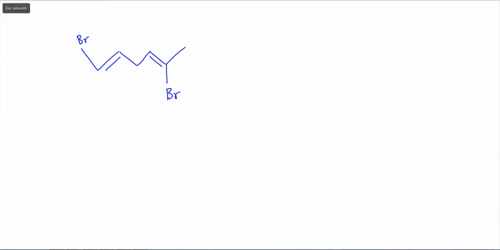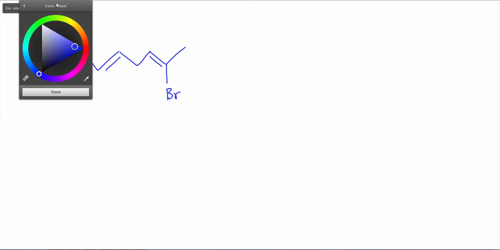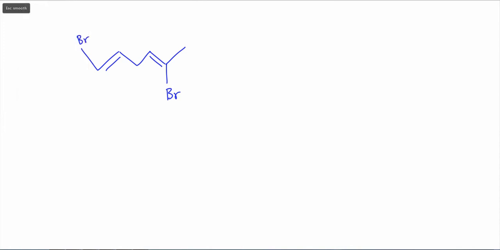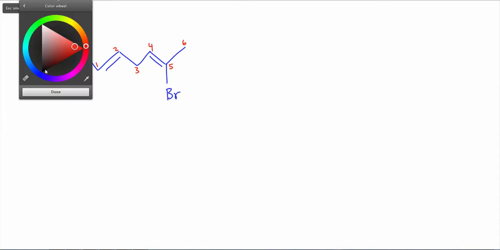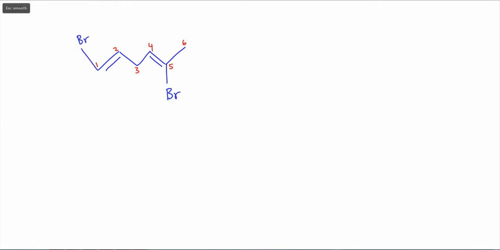So this is a real good problem. There are questions about where to start numbering for naming. Let's see if I go from left to right, I go 1, 2, 3, 4, 5, 6. So what that does is start me with the alkene on position 1 to 2. And it also gives me my substituent on carbon 1.